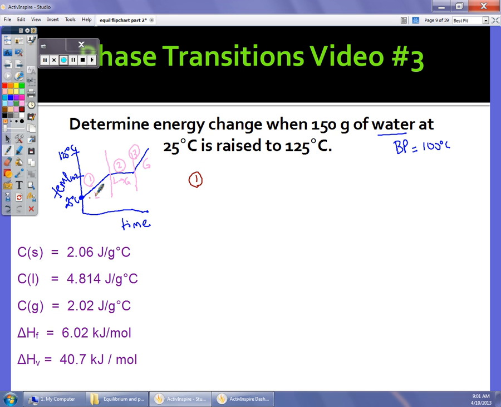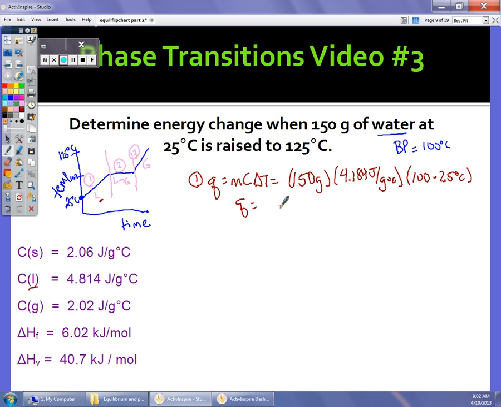Okay, in section 1, we have a temperature change. So we're going to use Q equals mc delta T. And we're going to plug in our mass. Specific heat is going to be for liquid water because we're in the liquid state. And the temperature change, delta T, went from 25 to 100 because we didn't get the whole way up. So it's 100 minus 25. So Q ends up being 47070 joules.